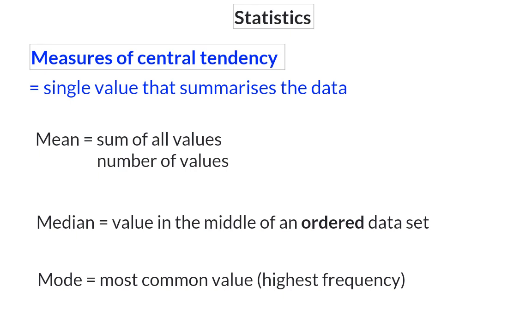The mean is calculated by getting the sum of all the values and dividing that by the number of values, and that is then simply your average. The median is the value exactly in the middle of a data set. Here it is important to remember that the set should already be ordered either in increasing or decreasing values. The mode is the most common value, and this means it is the value with the highest frequency.